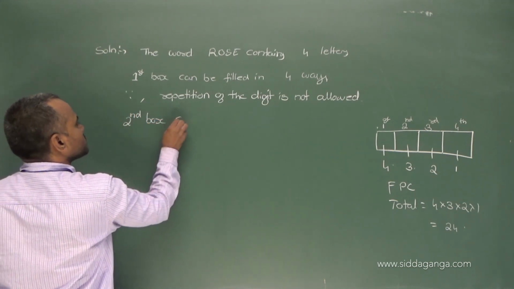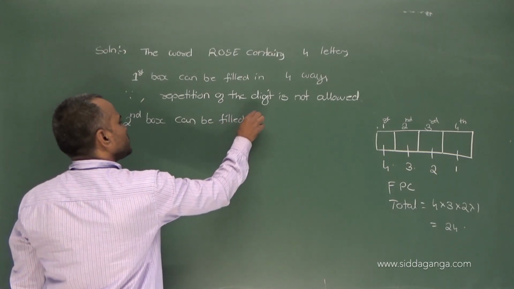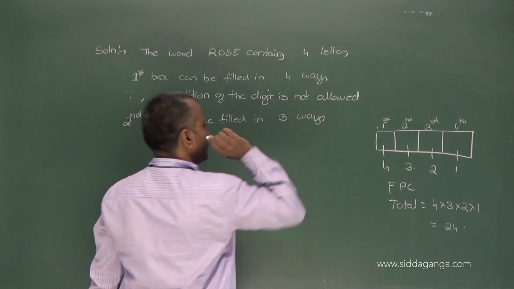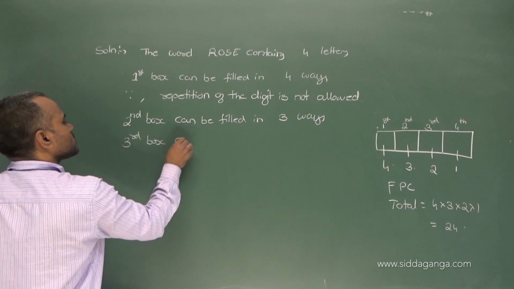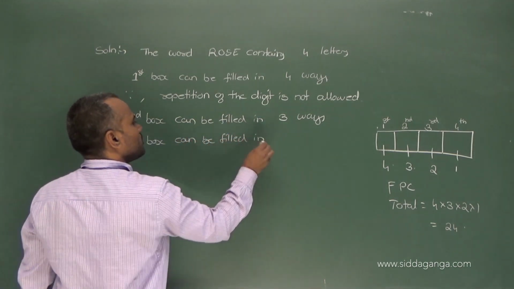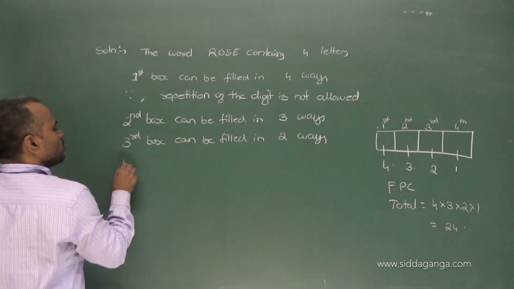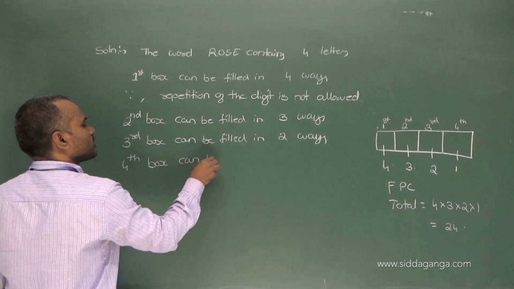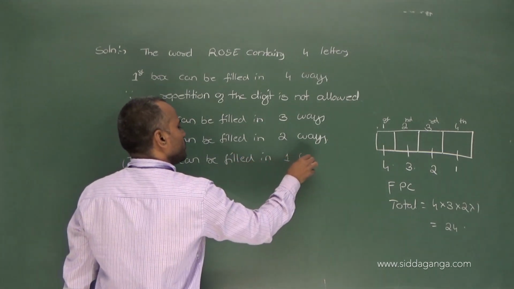The second box can be filled in 3 ways. The third box can be filled in how many ways? 2 ways. The fourth box can be filled in 1 way.